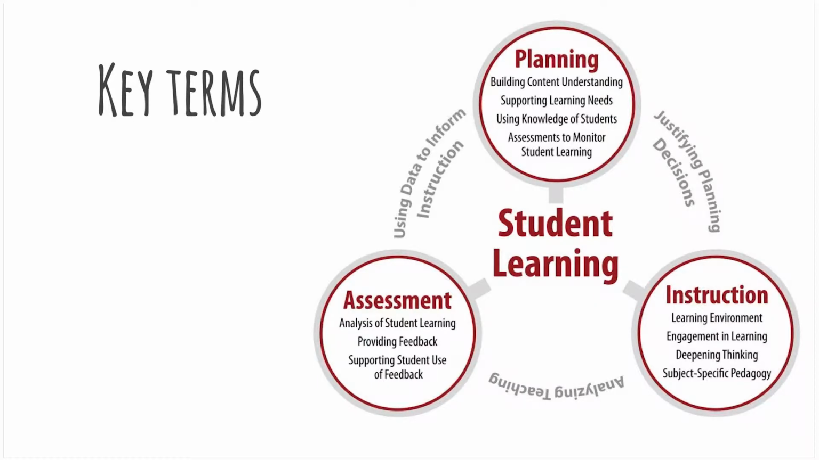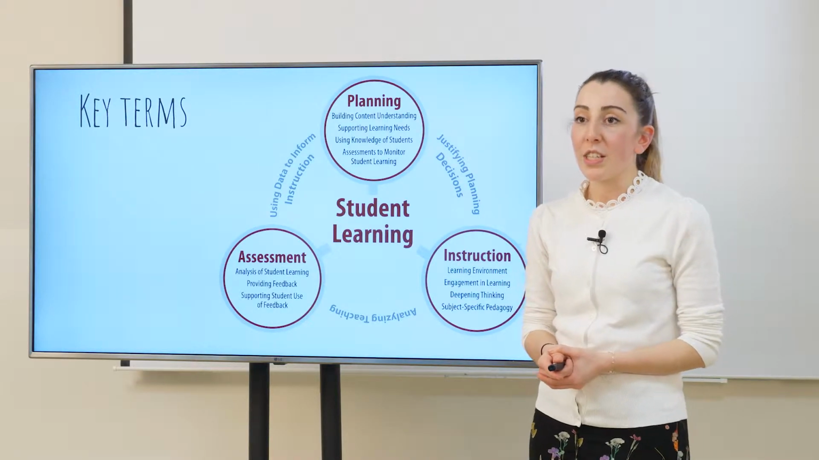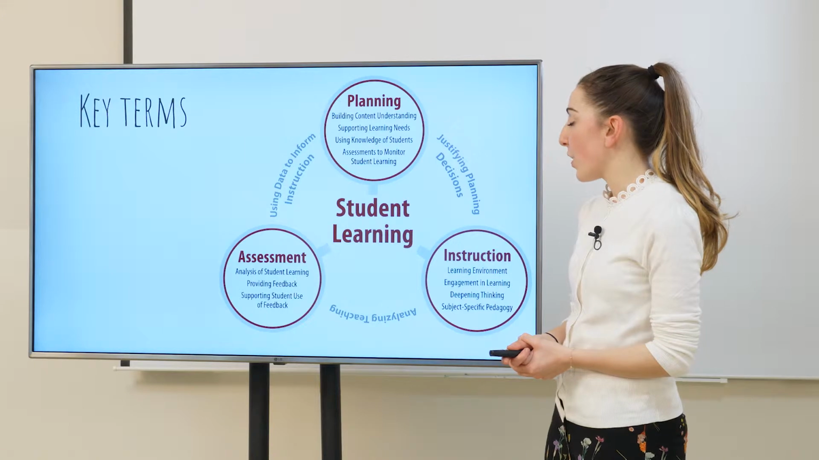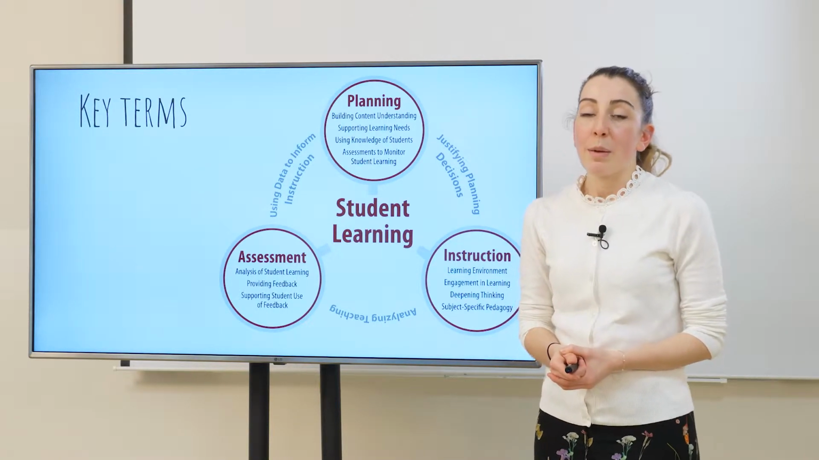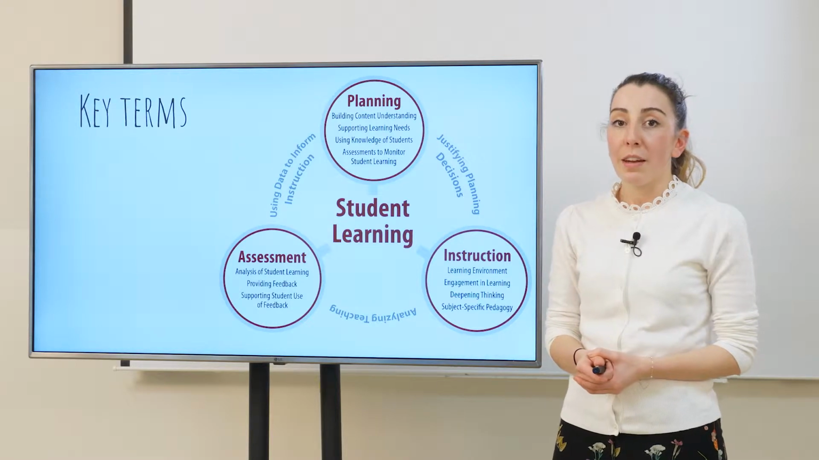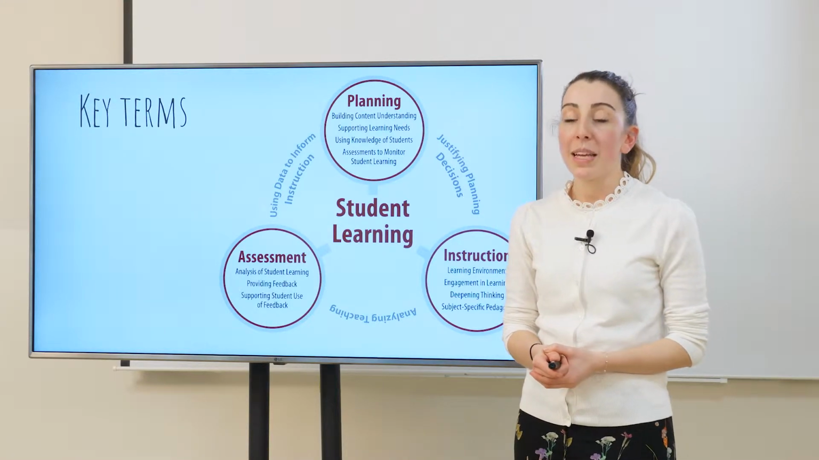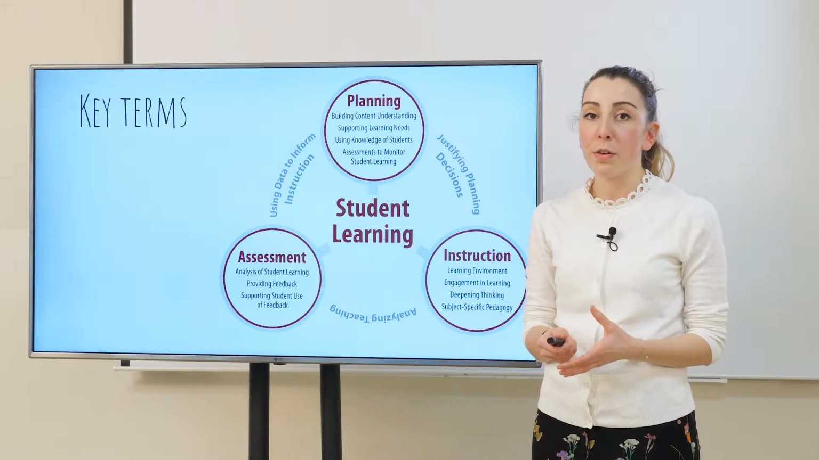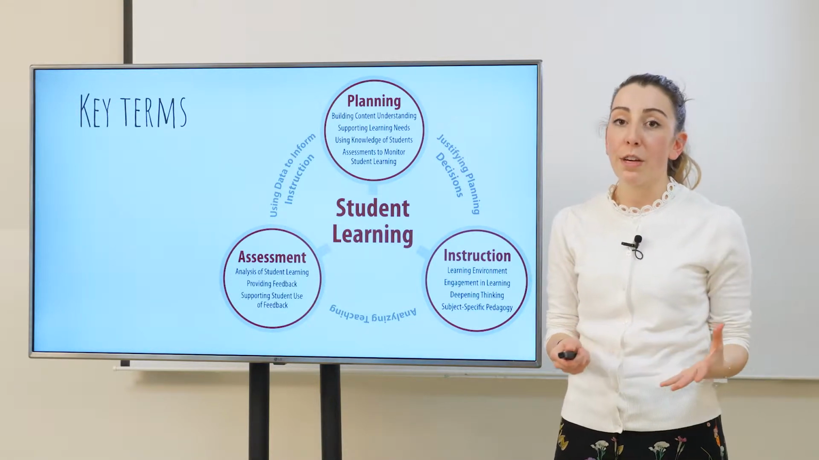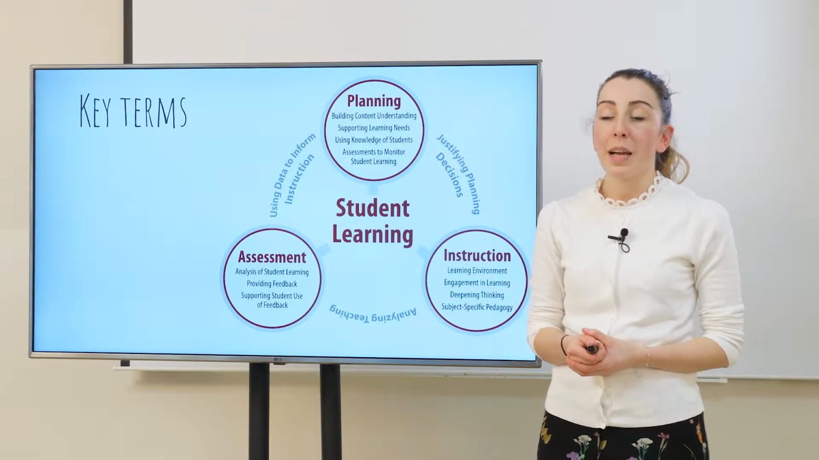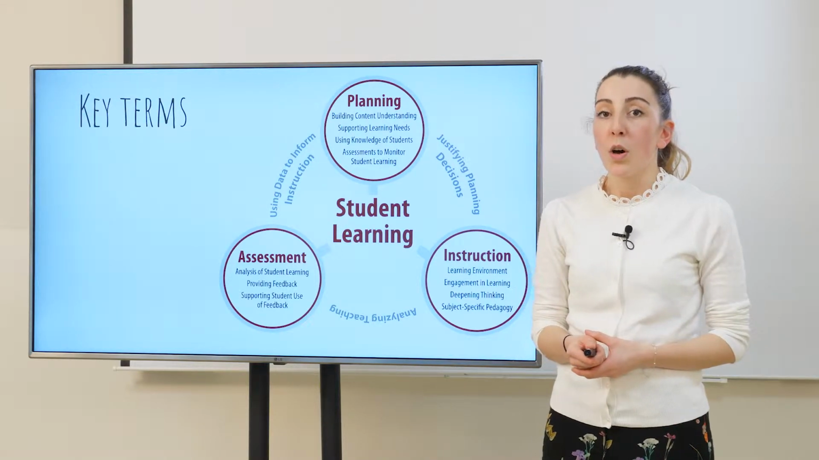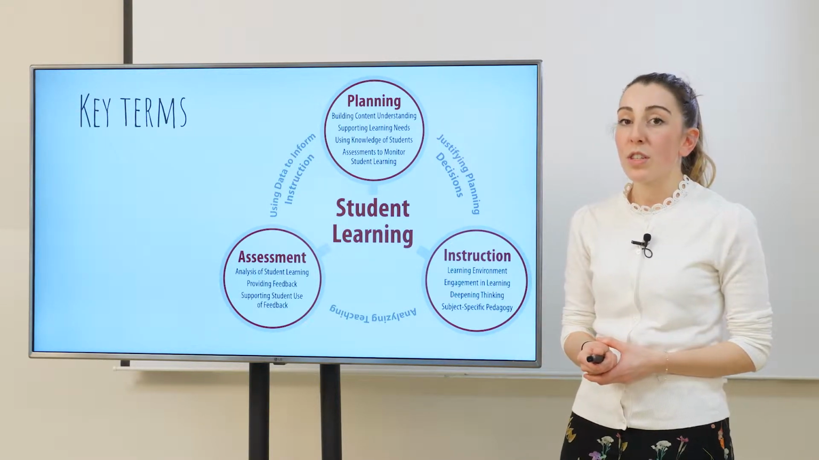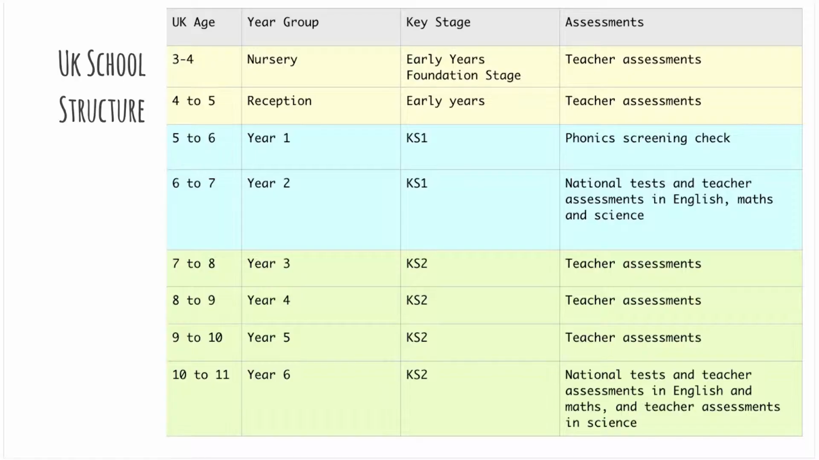So, key terms. The most important words that you need to know from this presentation are planning, instruction or teaching, and assessment. All of these things mean that children will be able to learn effectively. Planning means what we do to a lesson to prepare for it. Teaching means the delivery of the lesson, and assessment might happen in the lesson, before the lesson, or after the lesson. All of these things enable students to learn effectively.